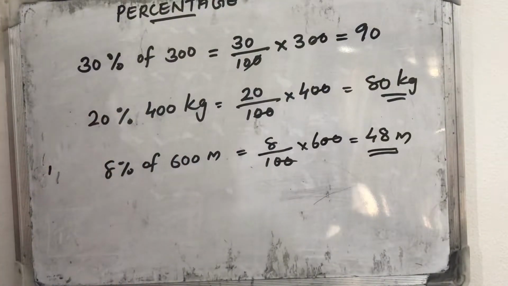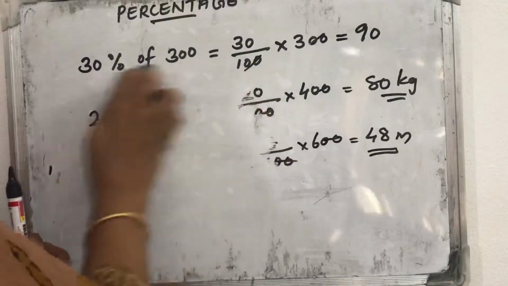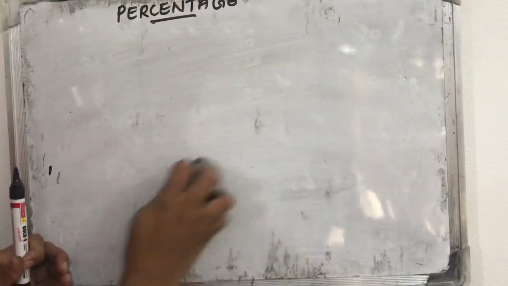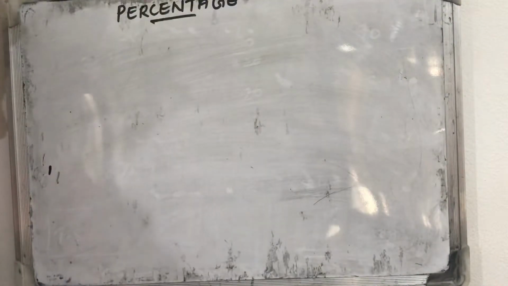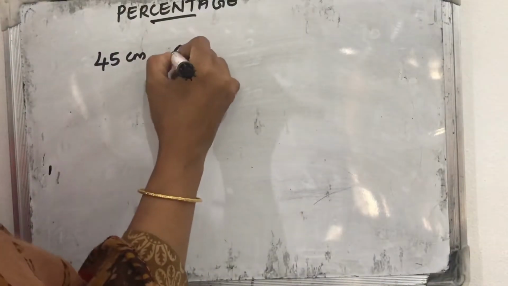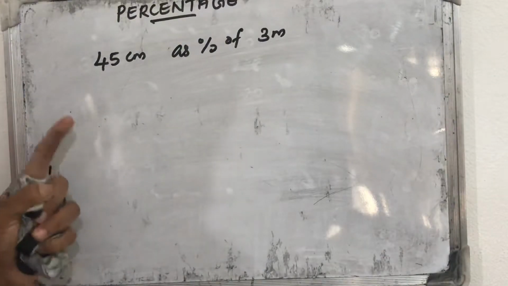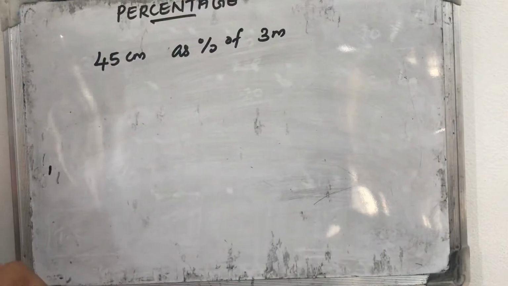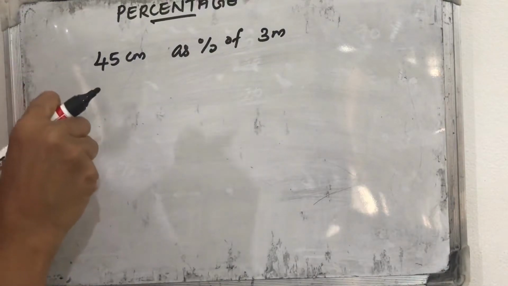Another way we can use percentage is to express one quantity as a percentage of another. How can we express a given quantity as a percentage of another? For that, we find the required percentage by dividing the first quantity by the second quantity, then multiplying that with 100%. For example, we want to express 45 centimeter as a percentage of 3 meter. Actually, we are finding 45 centimeter is how much percentage of 3 meter. In reverse also we can calculate.